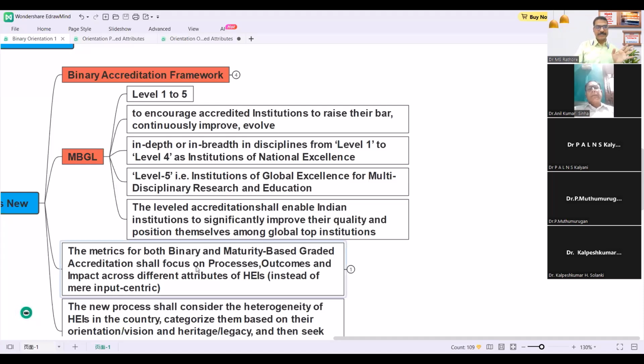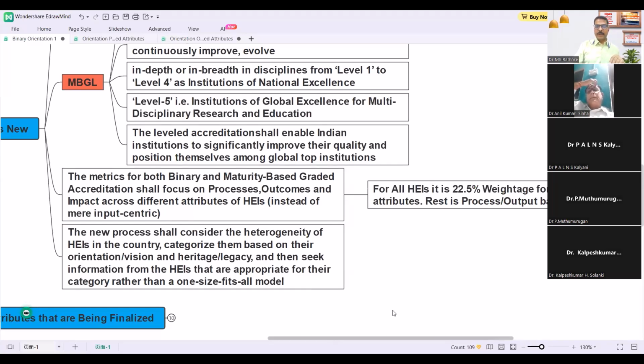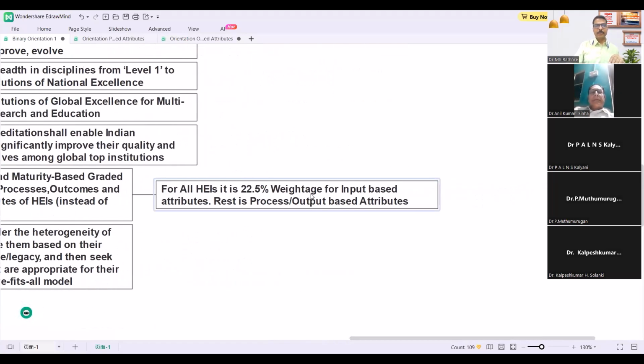So I already discussed this. The focus will be on the process, outcome, and impact across different attributes of HEIs instead of mere input-centric metrics, which I discussed in detail. So far, in this new binary accreditation system, the information which is in the public domain, and which I acquired from my peers, is that for all HEIs it would be 22.5% weightage for input. But now you see the thing has reversed.